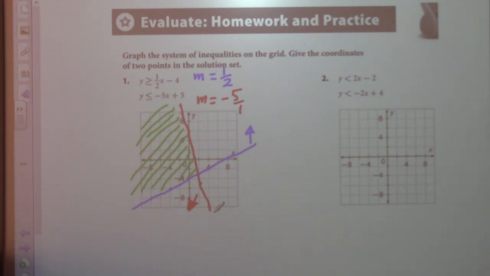And then the last thing it says is give the coordinates of 2 points in the solution set. So you're going to look at the solution set here. What are 2 points that are part of this solution set in the coordinate plane? Well, 2 of them.